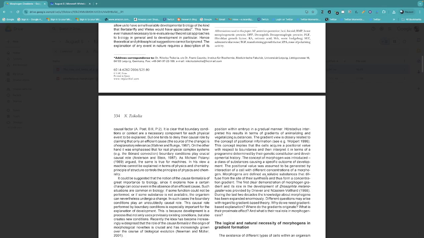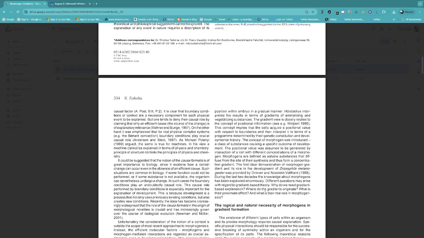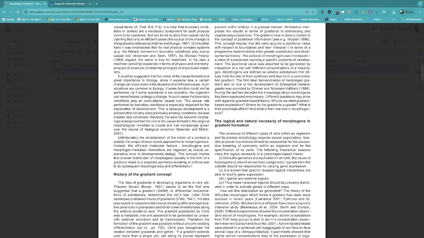Morphogens are defined as soluble substances that diffuse. The first clear demonstration of morphogen gradients was, of course, in Drosophila. This was in 1988, so this is pretty late in this process, but this is showing the striping, this patterning mechanism in Drosophila. During the last 2 decades, this knowledge of morphogens has been expanded enormously, and this has led to this gradient-based theory. And so then, he talks about the logic and natural necessity of morphogens and gradient formation.